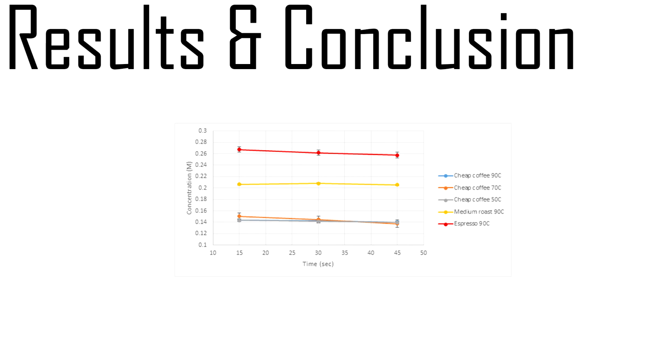As you can see, all 3 trials of espresso fall around 0.27 to 0.26 for the concentration. The medium roast falls around 0.21 for all 3. And then the cheap coffee, regardless of the temperature, falls around 0.14 to 0.15. Now, this means that the type of coffee had a very big difference in the amount of caffeine extracted across all 3 trials, meaning the espresso most likely has the highest concentration of caffeine in it, and the cheap coffee has the lowest by far.